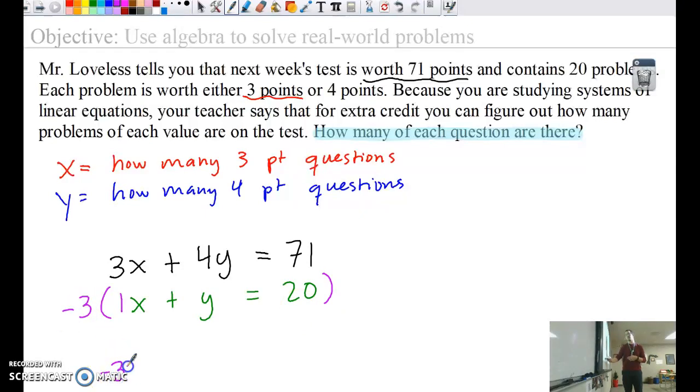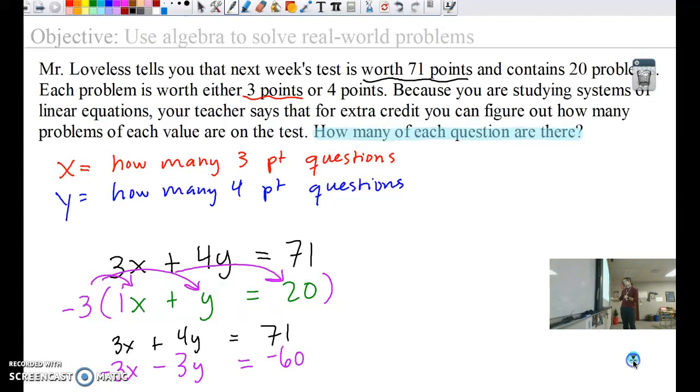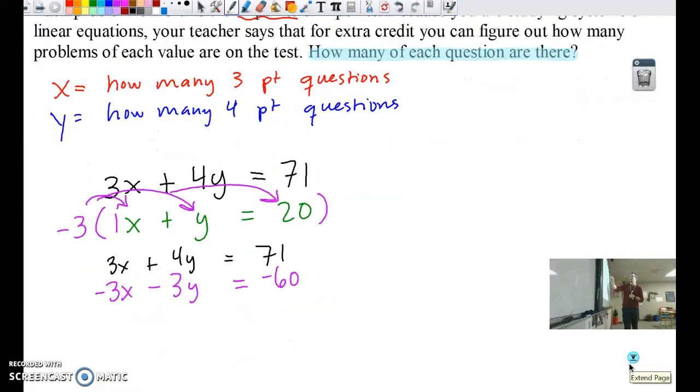My equation becomes negative 3x minus 3y equals, and don't forget to multiply this 20. I have to multiply everything by negative 3. So negative 60. Now let's look at my top equation again. It was 3x plus 4y equals 71. And now what I can do is just add these two equations together. I need to scroll down here to get myself some more room. I'll add these together. Looks like these go away. And y is equal to 71 minus 60, 11. 4 minus 3 is 1. 71 minus 60 is 11.